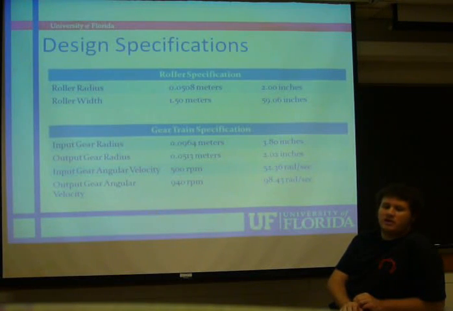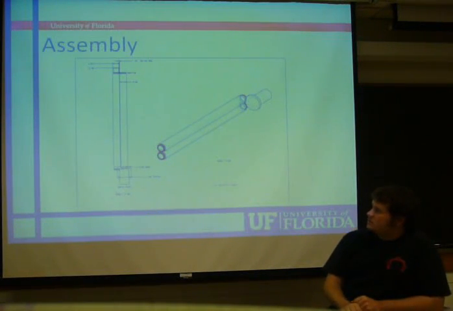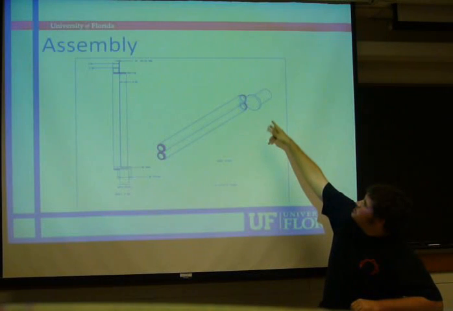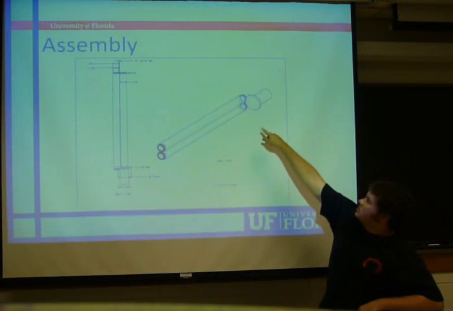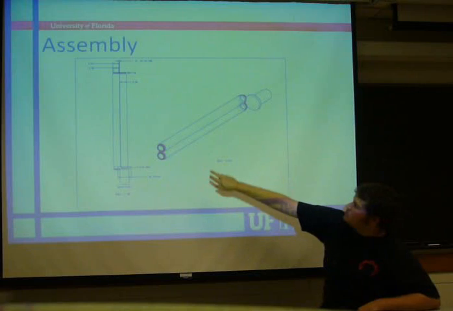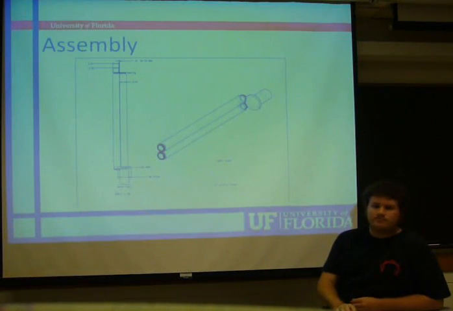The gear train has an input gear connected to an output gear, connected to another output gear. The output gears are located along the same axis as the rollers, and the input gear is spinning at the same rate as the motor, 500 revolutions per minute, and the output gears, due to their smaller radii, are spinning at 940 revolutions per minute. In the final assembly we have our motor connected to one of our output gears and to another output gear along the rollers, and there are bearings right along there.